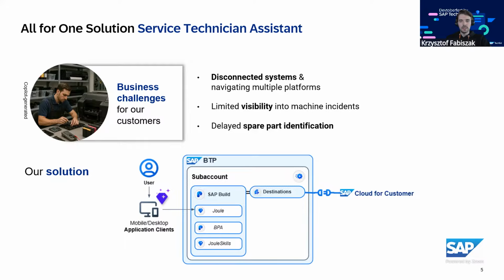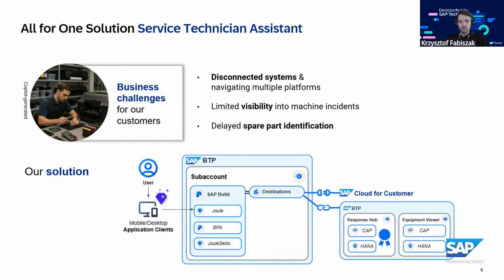Service Technician Assistant is also integrated with the SAP Cloud for Customers system. The solution enables access to machine data, contract details, and service history, as well as initiating part orders via ticket creation. Two other solutions which we've integrated are custom. The All-for-One Equipment Viewer serves to identify faulty components and get support in ordering some spare parts. And the All-for-One Response Hub is a RAG-based solution. We use it to provide historical insights based on previous service tickets and also intelligent diagnostics based on ingested machine manuals.